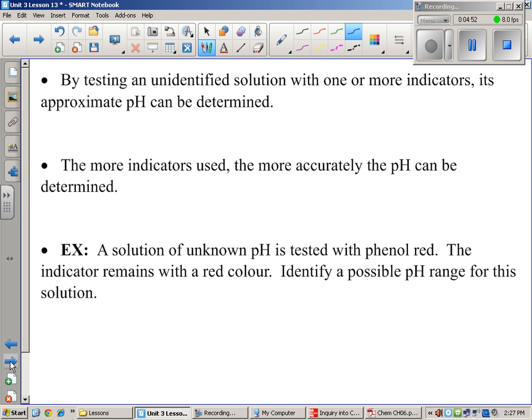You're going to use those 5 indicators there to help you narrow down the pH range. I'll give you an example of what you're going to see here. Now, this is not from that sheet, of course. These are just independent examples.